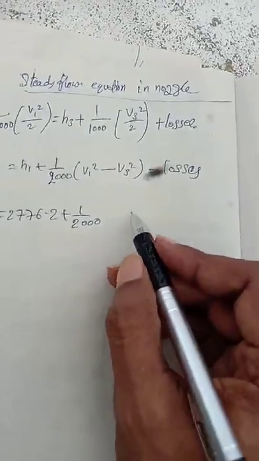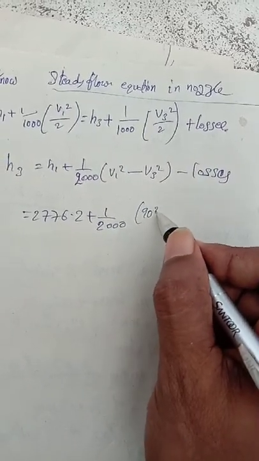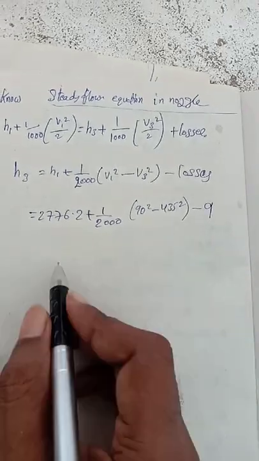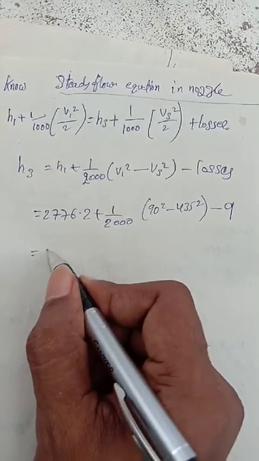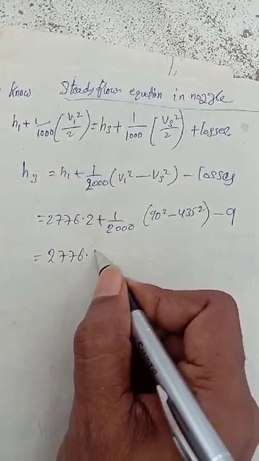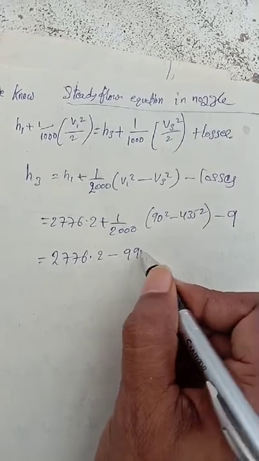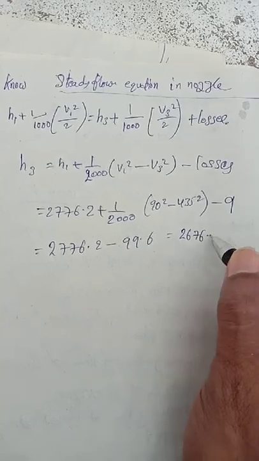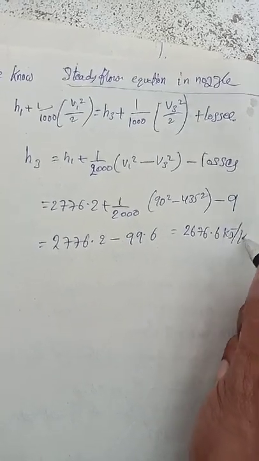So now here, minus 9, as the losses are given. So then 2776.2 minus 99.6. So calculate this, we will get the answer in kilojoules per kg.